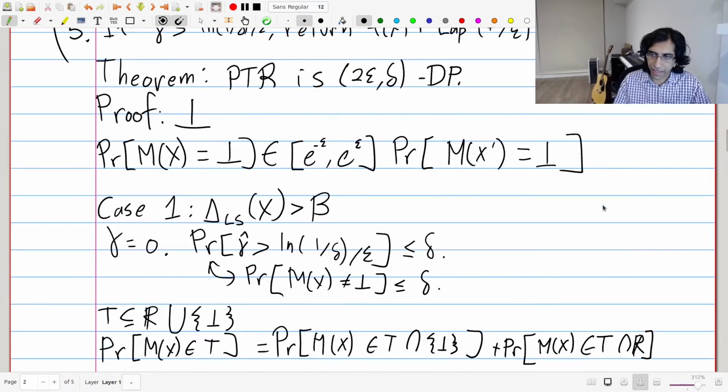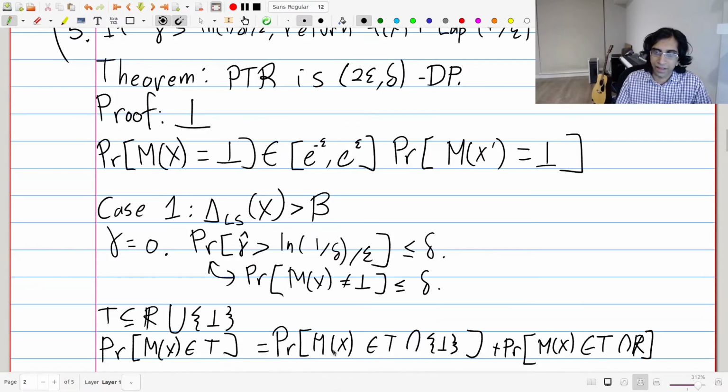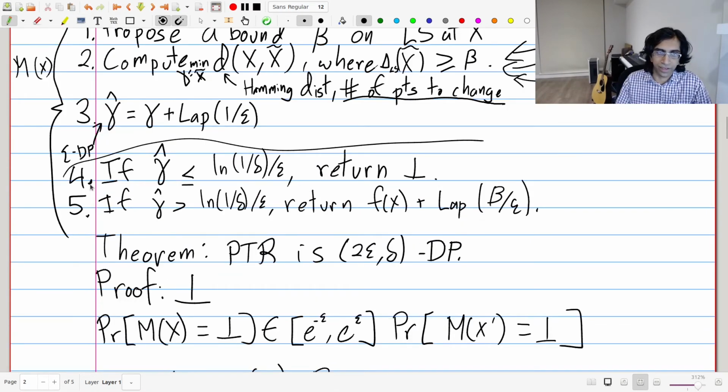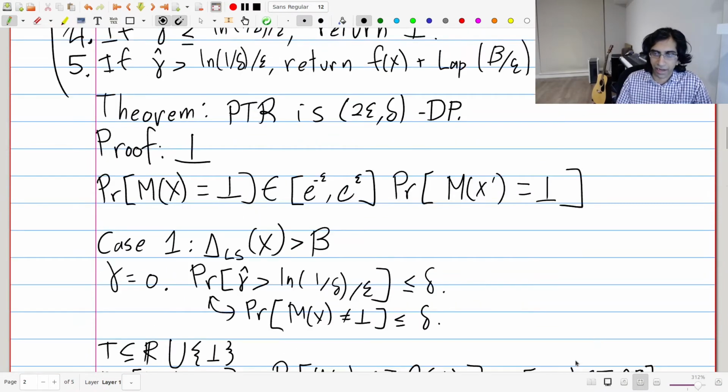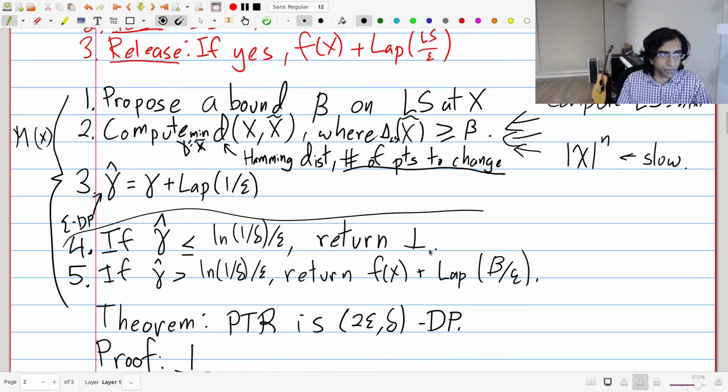So this is just saying that we're looking at the probability that M(x) is in some set T. We can break it down into the probability that M(x) is in T and it's also in the symbol bot, or it's in the case where M(x) is in T and in the set of real numbers. Essentially, this accounts for the case where it falls into step 4, and this one accounts for the case where the if statement is true in step 5, where we return a value.